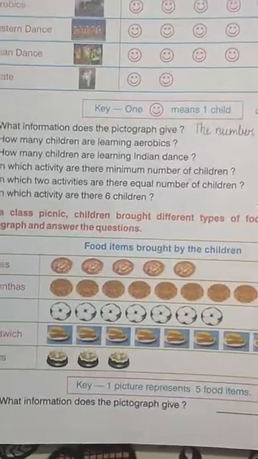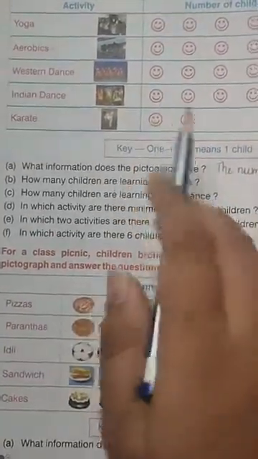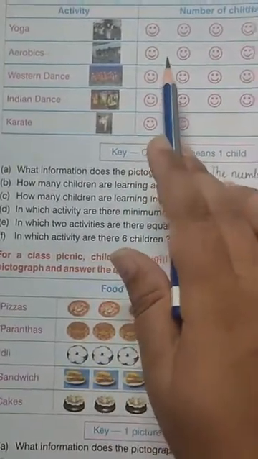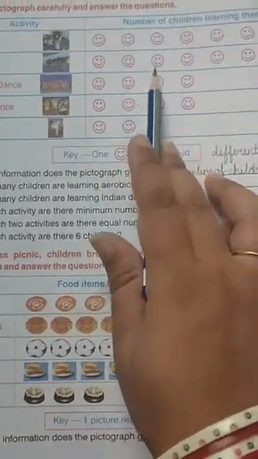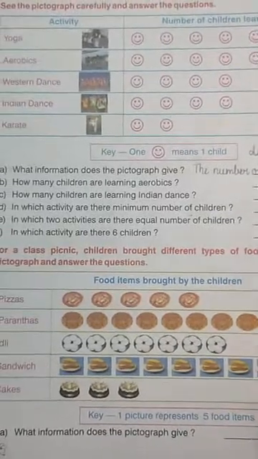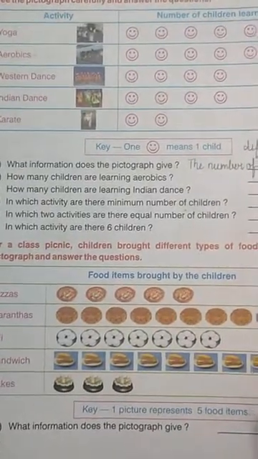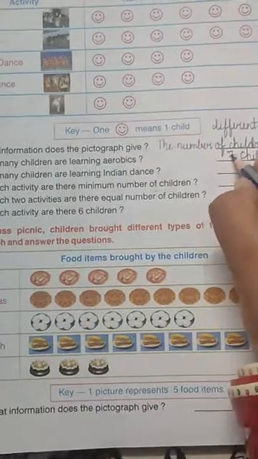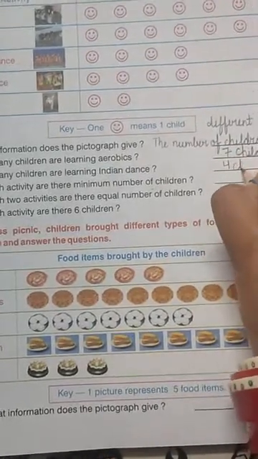What's there in question number 2? How many children are learning aerobics? Beta, count them. This one smiley represents only 1 child. 1, 2, 3, 4, 5, 6 and 7. So we will write 7 children. How many children are learning Indian dance? 1, 2, 3, 4. So here I will write 4 children.